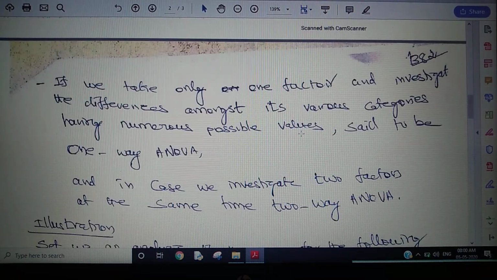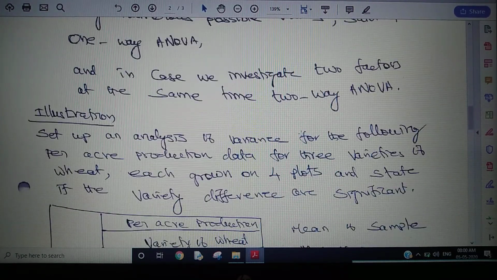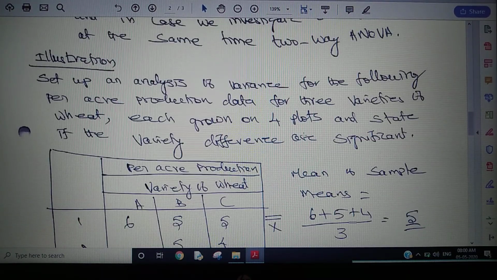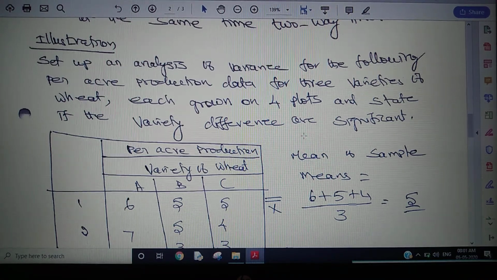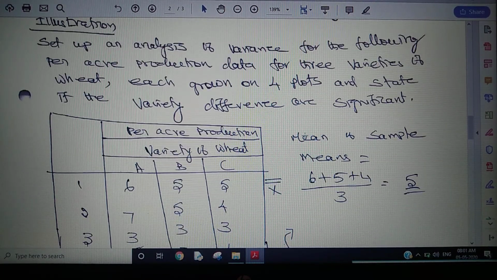So, analysis of variance is based on the variance. You know about the mean, median, variance and standard deviation. I think you understood the variance, and here, based on the variance, we are testing.